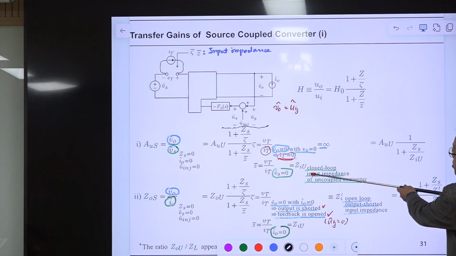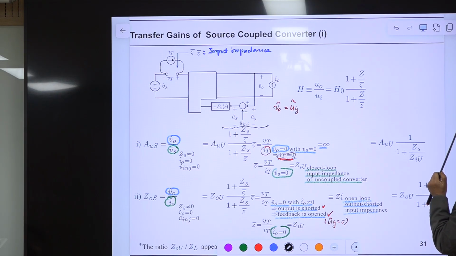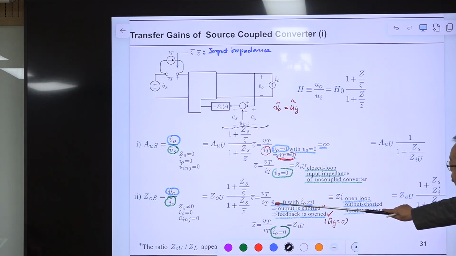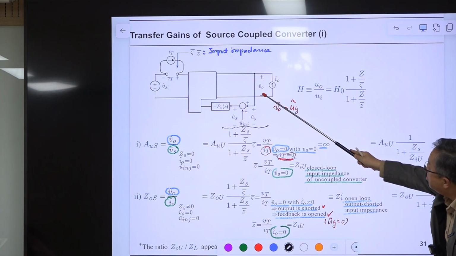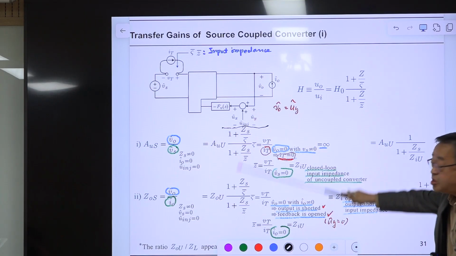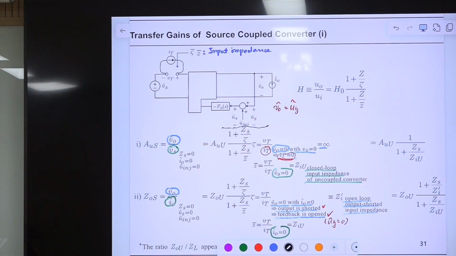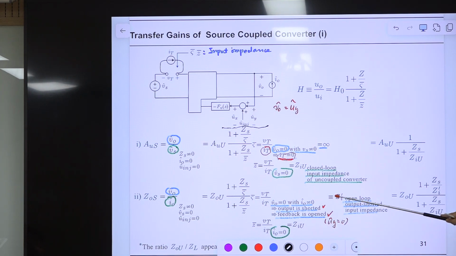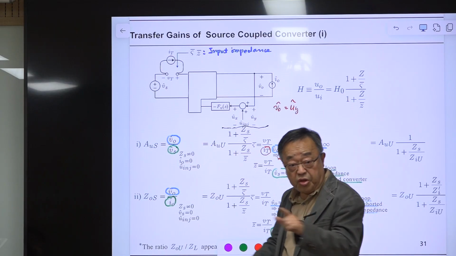No, not this one. I'm sorry, this one. We are talking about this one, right? So VO is 0, output is shorted. So this is 0, and this is 0. That means feedback is broken, so this is the open loop, because UY is 0. So I use the notation GI prime: open loop, output shorted input impedance. Extremely easy to evaluate. There is no feedback.